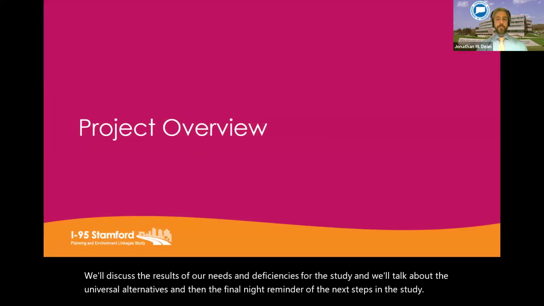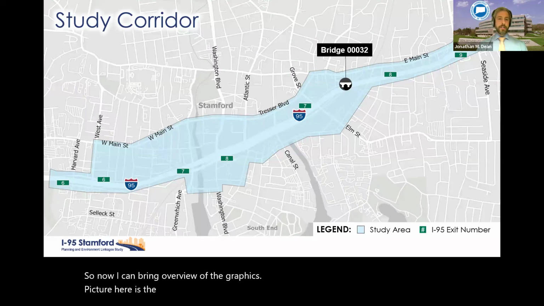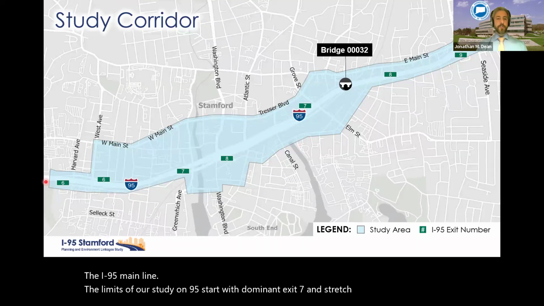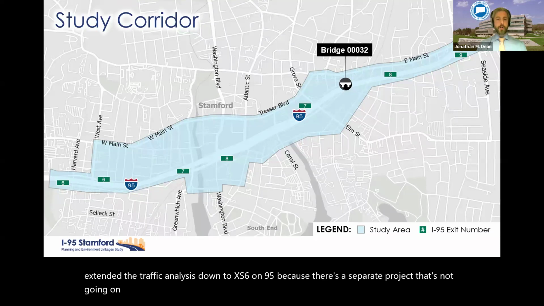So now a brief overview of the project. Pictured here is the location map showing the study area. The I-95 main line, the limits of our study on I-95 start down at exit 7 and stretch to exit 9. We have also extended the traffic analysis down to exit 6 on 95 because there's a separate project that's going on down there. So we want to make sure that all of our traffic models reflect the impacts of that.